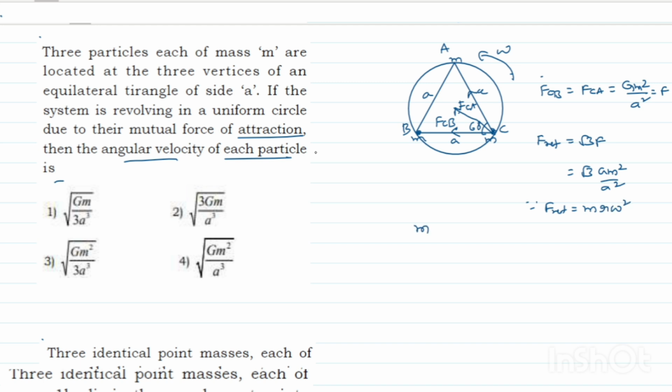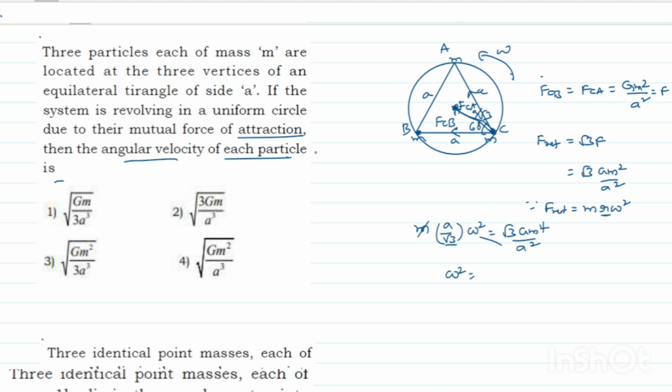Then when simplifying, in m into r the radius is a by root 3. So we get a by root 3 into omega square, which will be equal to root 3 into G m square by a square. One mass gets cancelled, and we get omega square as follows.